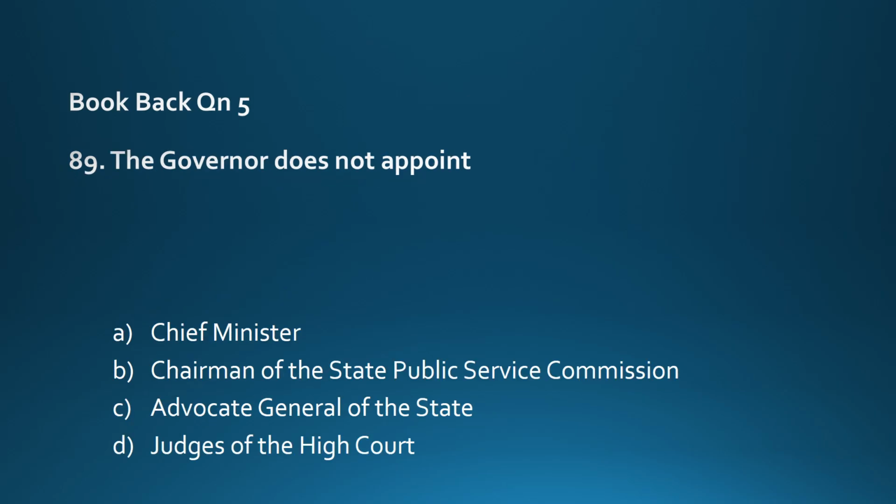Question number 89. The governor does not appoint option A chief minister, option B chairman of the state public service commission, option C advocate general of the state, option D judges of the high court. Correct answer is option D judges of the high court.